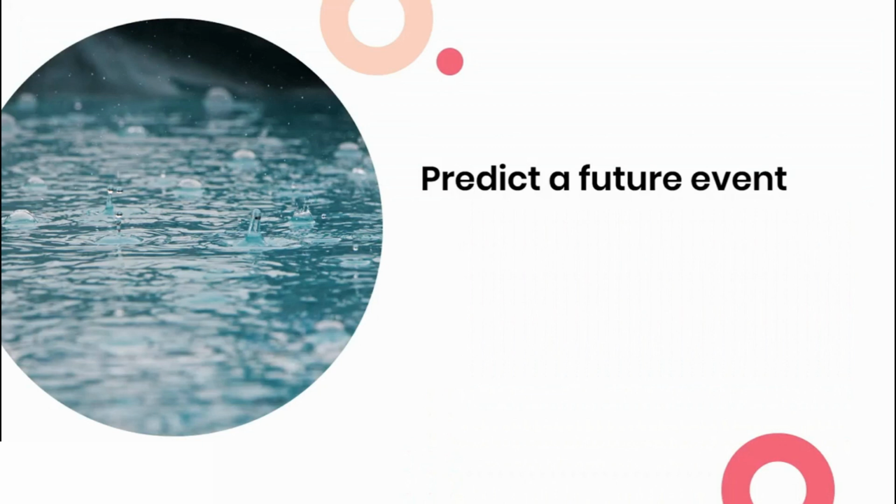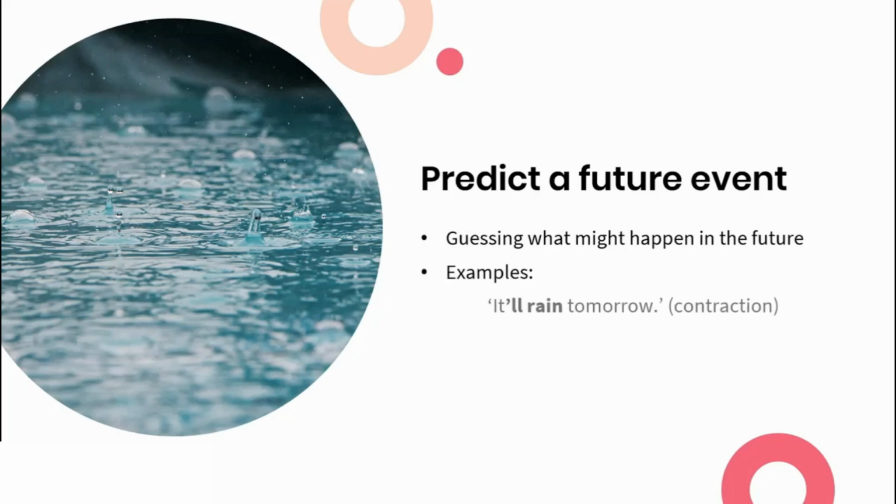The first context for future simple tense is when predicting a future event. In other words, guessing what might happen in the future. For example, it'll rain tomorrow. Note the contraction here. I didn't say it will rain, I said it'll rain. Another example is, if we go out in the cold now, I will fall ill tomorrow. These are all predictions about something that might happen in the future, but there's no way of knowing for certain that these events will definitely occur.